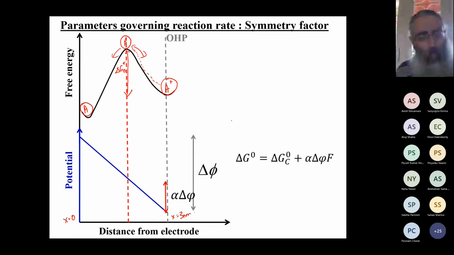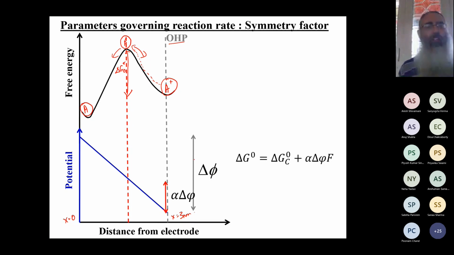That means, because your potential profile is linear, we are considering only things which are happening inside the outer Helmholtz plane. So the potential profile is linear. So you have a delta phi, which is the potential existing from the interface till the OHP. The potential drop across the interface is delta phi.